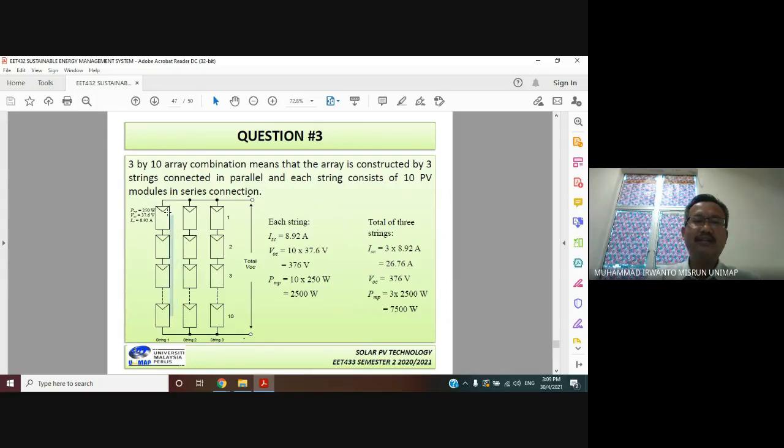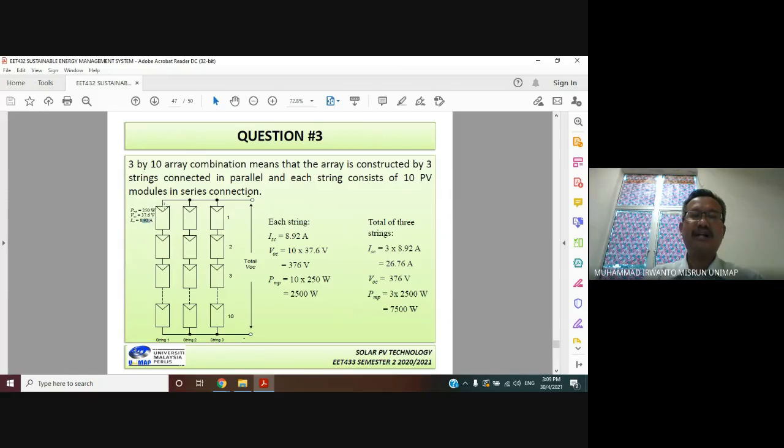Meaning one string consists of 10 PV modules connected together in series, and the 3 here means we have 3 strings: 1 string, 2 string, 3 string. We know that one PV module has a maximum power of 250 watt, an open circuit voltage of 37.6 volt, and a short circuit current of 8.92 amperes.